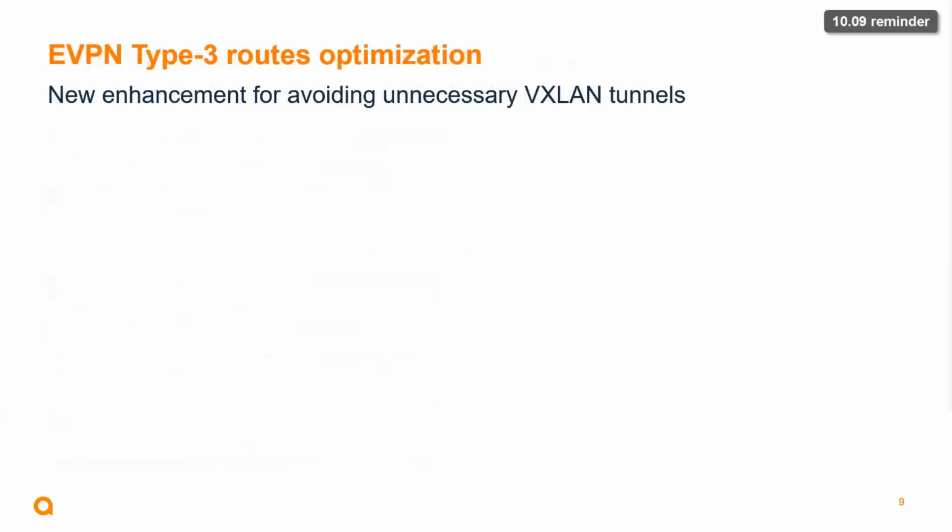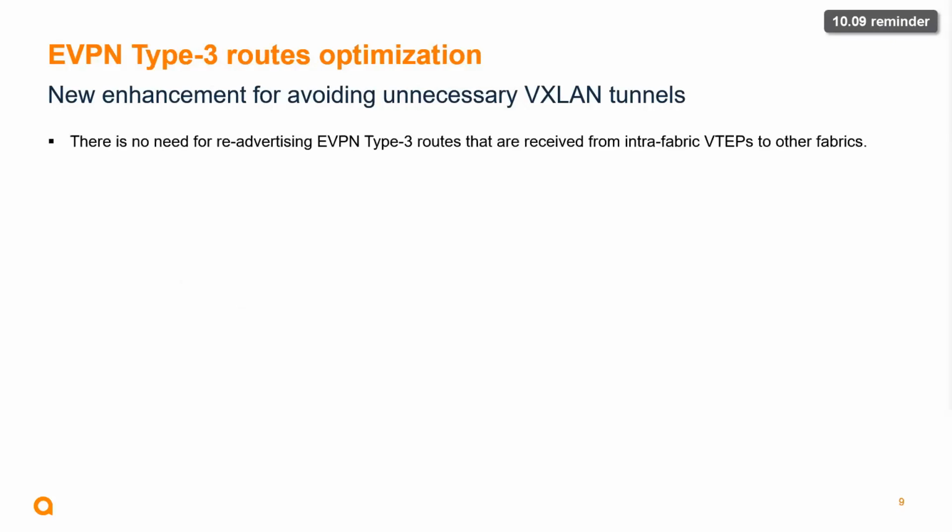Some quick reminder about type 3 route optimization, as well as this is a new enhancement to avoid unnecessary VXLAN tunnels. So it is not new as such because that was done before in 10.09. I explained that in the TOI. However, there is a bit of tuning that has been made that I'm going to explain.